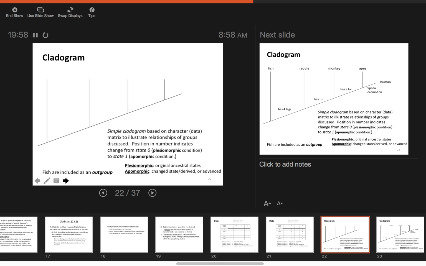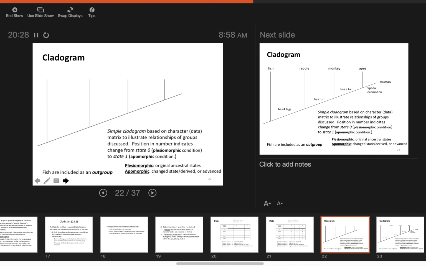Okay. So now we have to construct a cladogram. I think I'm going to leave this up here. So we had fish, reptile, monkey, ape, and then human, right? So which animal is my outlier? Fish. So that fish would go here. Okay, because it didn't share any characteristics with any of those.